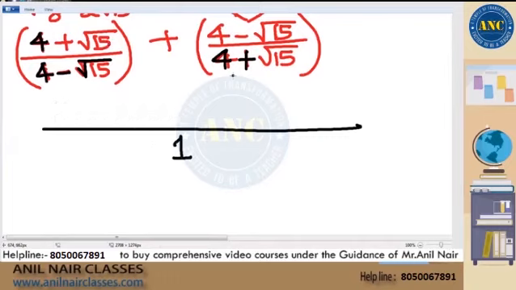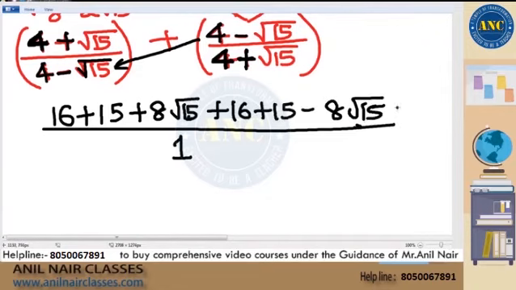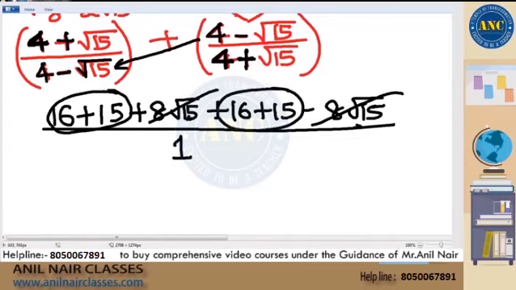Or can I also write it like this? Think logically. If I cross multiply, it is (4 + √15) into (4 + √15). It is (4 + √15) whole square. So a square is 4 square, b square is √15 square, plus 2 into 4 into √15. It is 8√15. Similarly, here it is (4 − √15) into (4 − √15) when I cross multiplied. (a − b) whole square: a square plus b square minus 2ab. This 8√15 minus 8√15 cancels. 16 plus 15 is 31. 31 plus 31 is 62. 62 by 1 is 62.